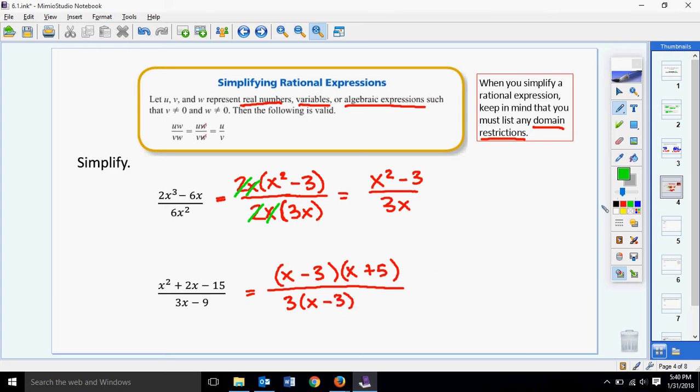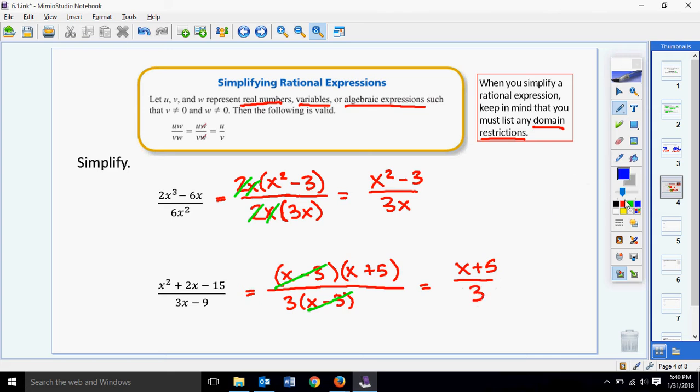This is good news because I see an x minus 3 and an x minus 3, the top and the bottom. So I'm going to cancel those out. My numerator, I'm left with x plus 5. Denominator, I'm left with 3.